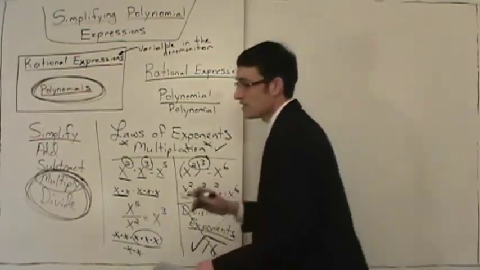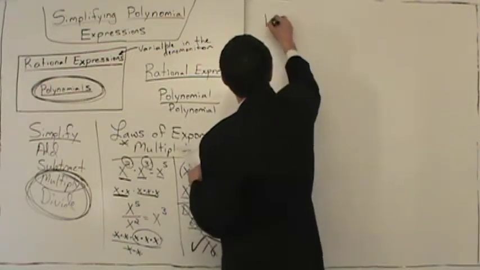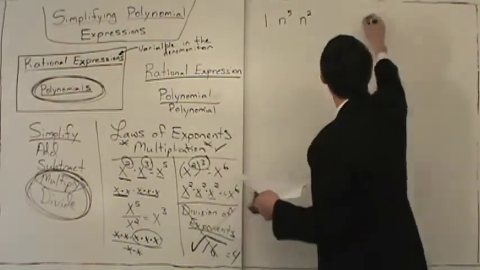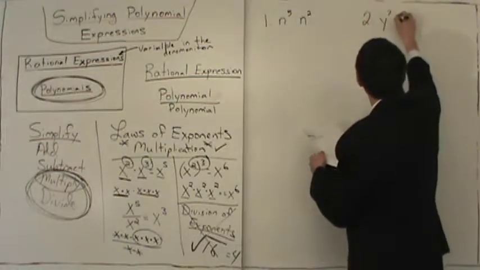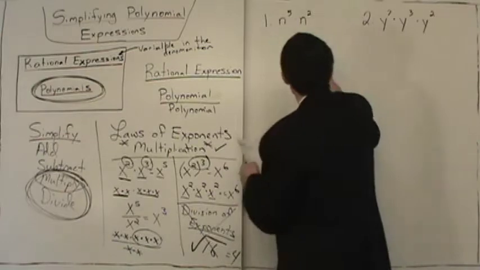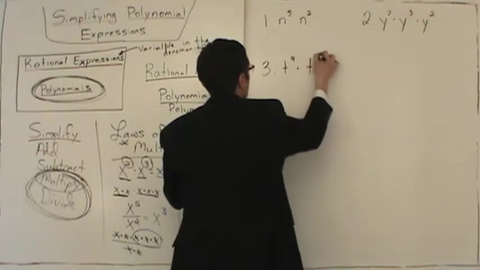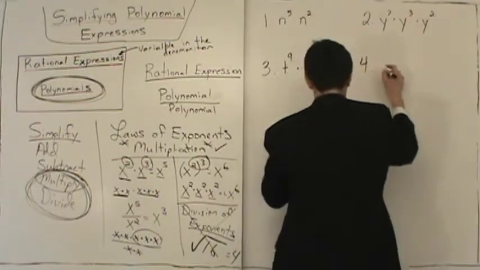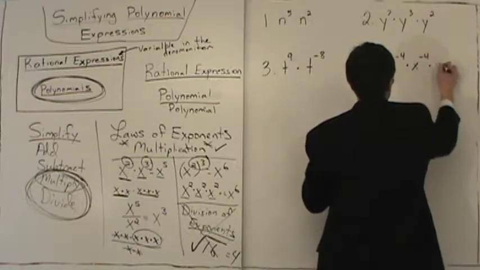Now, number 1 on this sheet that I've given you, the practice sheet 6-1, number 1 on the practice sheet says n to the 5th multiplied by n squared. Okay, so I expect that you pause the video. It would be best if you pause the video and knock out numbers 1, 2, 3, and 4. I will write them on the board. Number 2, y to the 7th by y cubed multiplied by y squared. I have to write these big so that you can see them. Number 3, t to the 9th multiplied by t to the negative 8th. And number 4, x to the negative 4th multiplied by x to the negative 4th multiplied by x to the 4th.